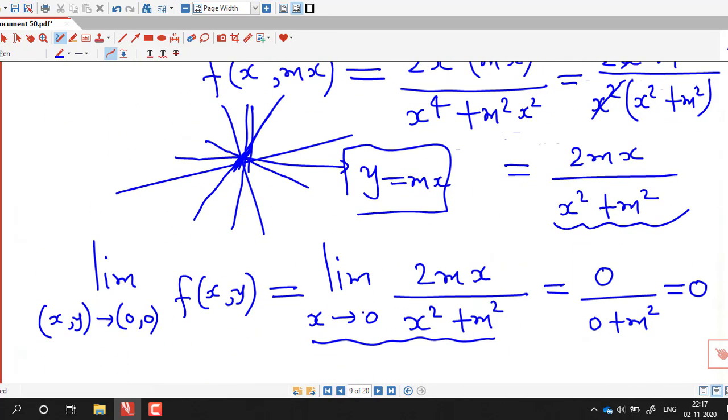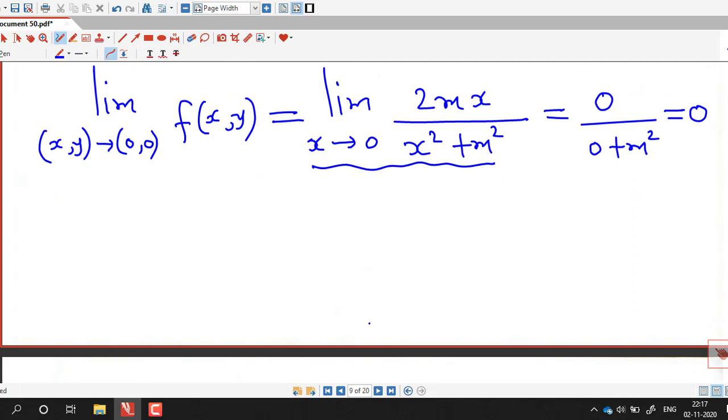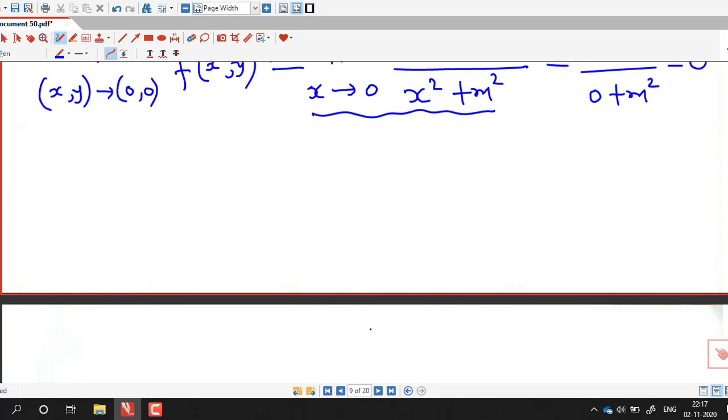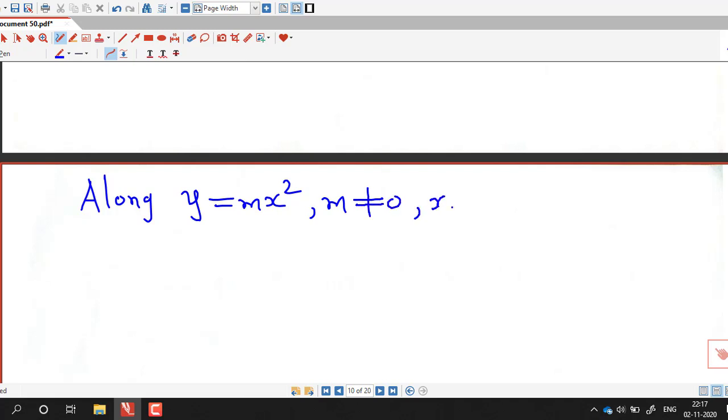So now we have to check another path. Because we are getting the same limit along each line passing through the origin, suppose we try along y equal to m into x square. M is non-zero, so x is non-zero.